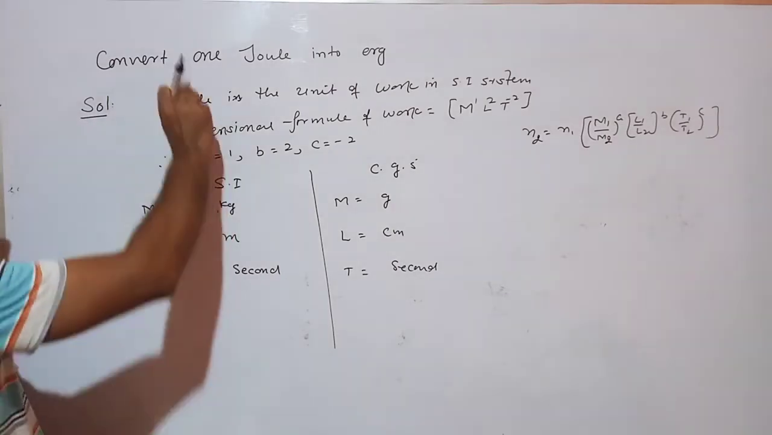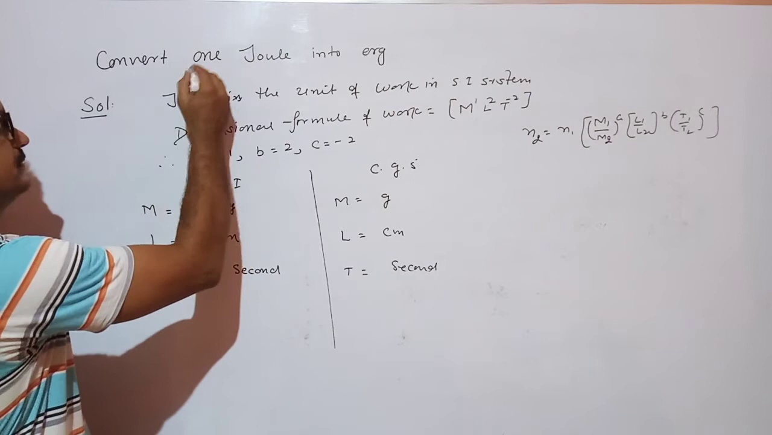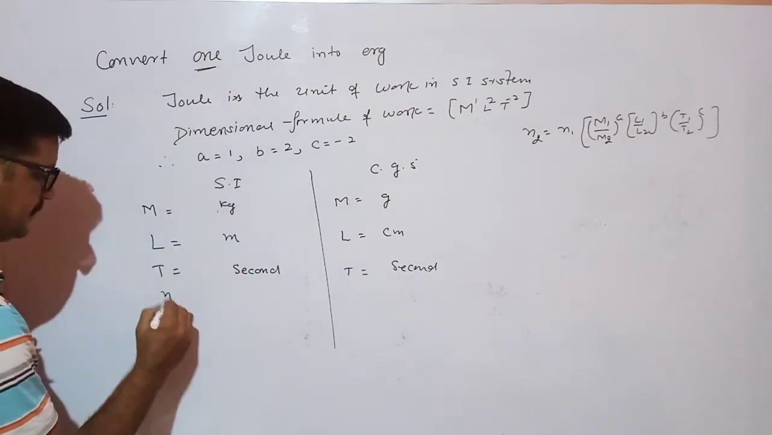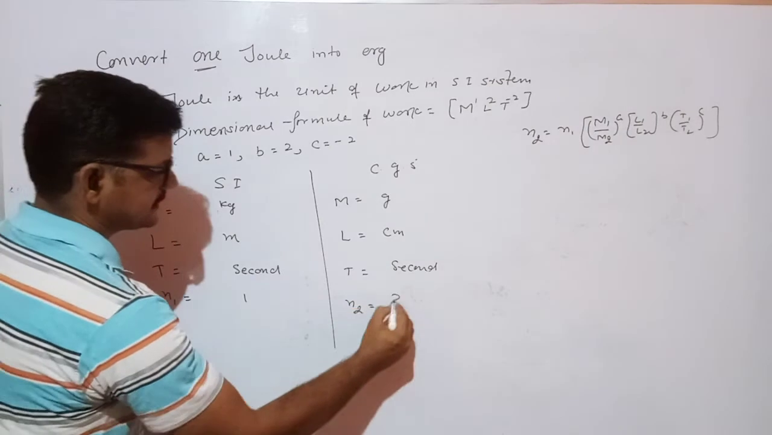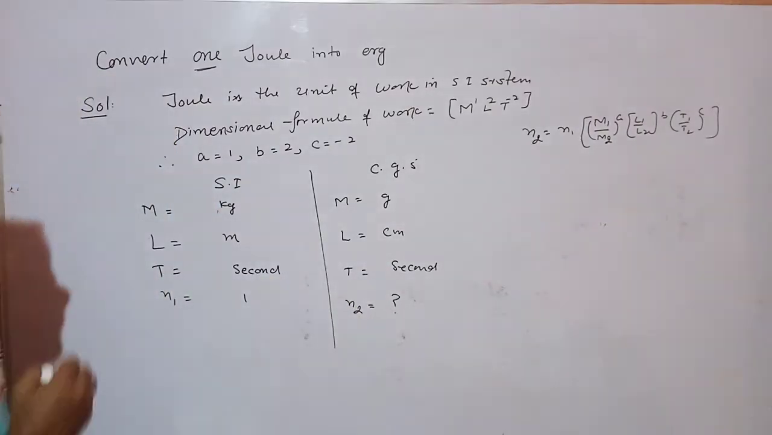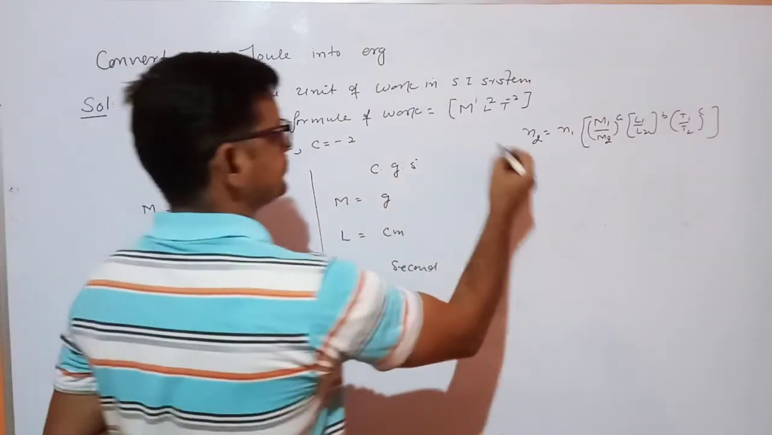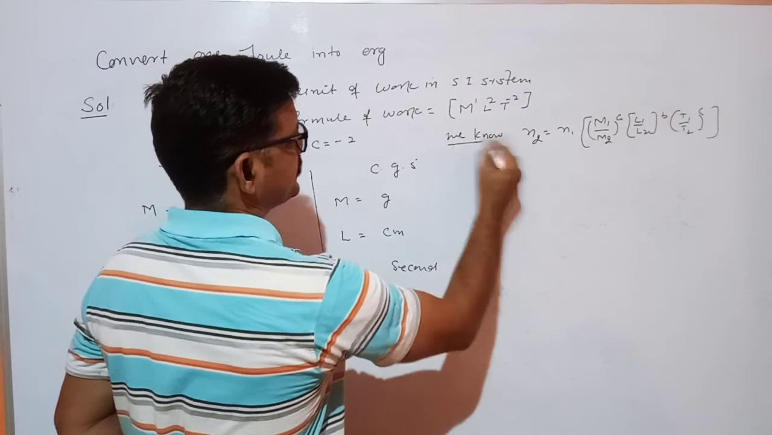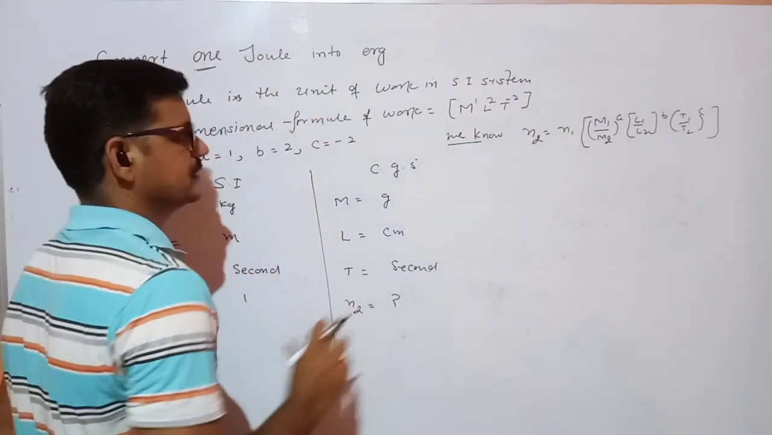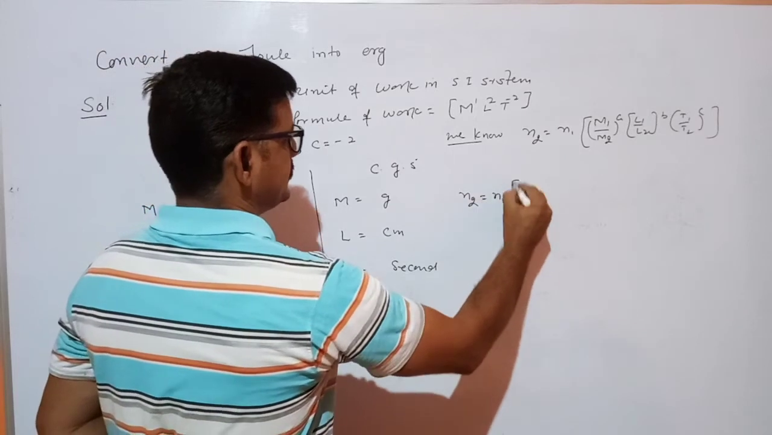So next one is convert 1 joule. It means here the numerical value is 1. So here N1 is equal to 1, and now we have to find what is N2. So now put all these values here. So you can write here, we know N2 equal to this one.